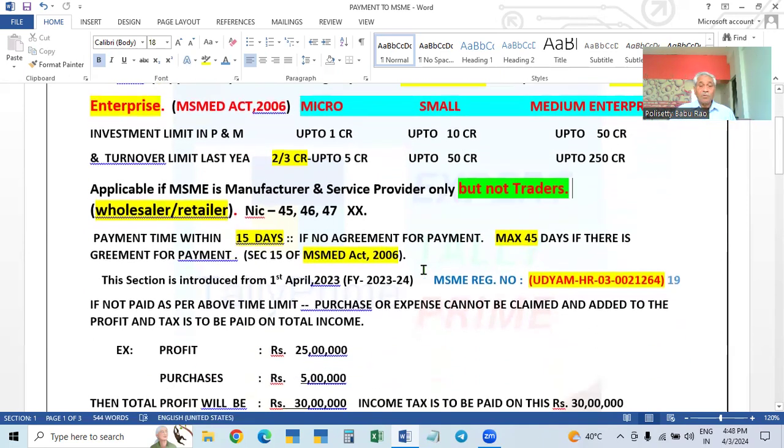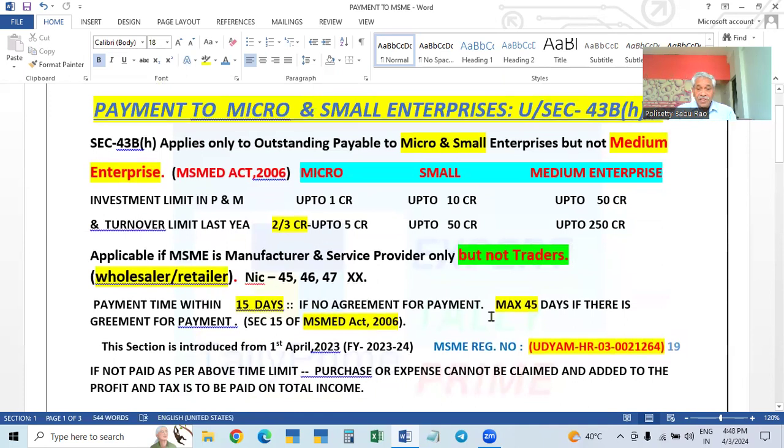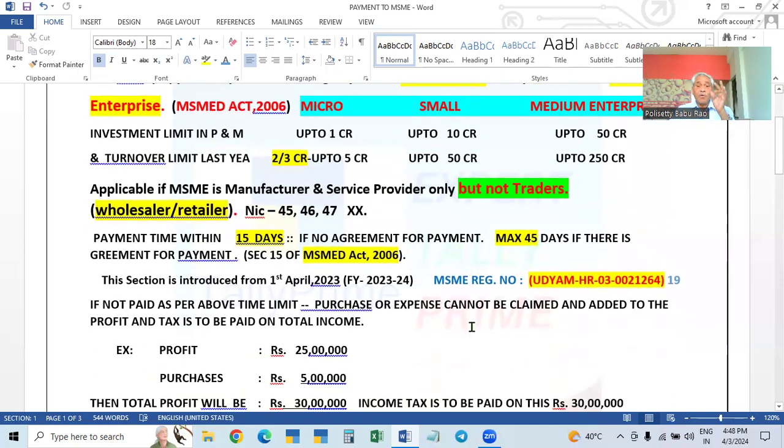Okay, leave it. Now, if the amount is not paid within these days, 15 days without an agreement, 45 days if there is an agreement, what will happen? If the amount is not paid within that time period, the date after completing these days is called the due date. If the amount is not paid by the due date, the customer has to pay interest to the supplier, even though the supplier doesn't ask for interest. He definitely has to calculate and pay the interest.